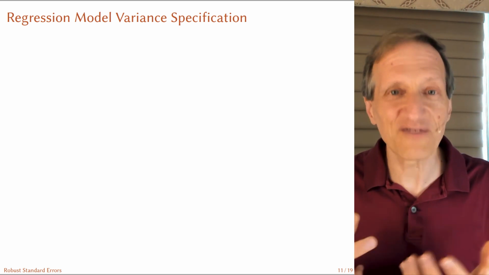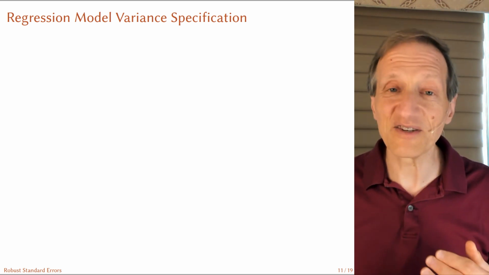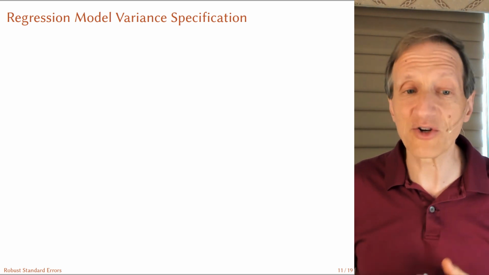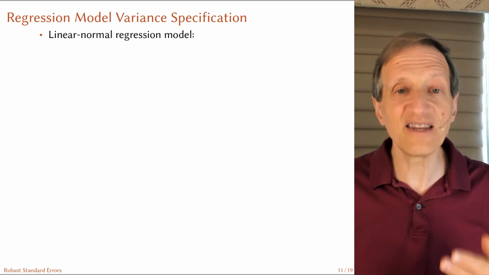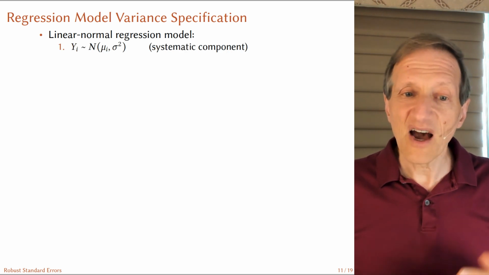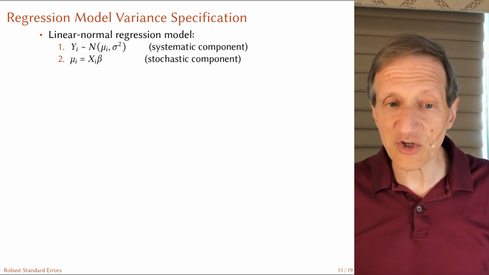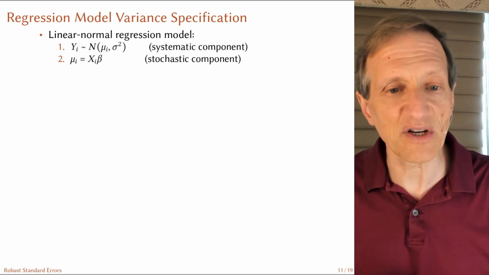Let's put ourselves in context so we can figure out what we're talking about. A way to do this is in linear regression, because we can do all the math and we can get much better intuition. So regression model variance specification. In the linear normal regression model, we have y is normally distributed, mean mu, variance sigma squared. The systematic component is mu is a linear function of the x's.